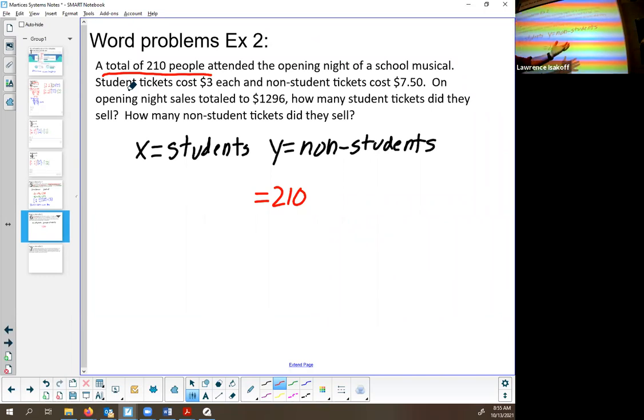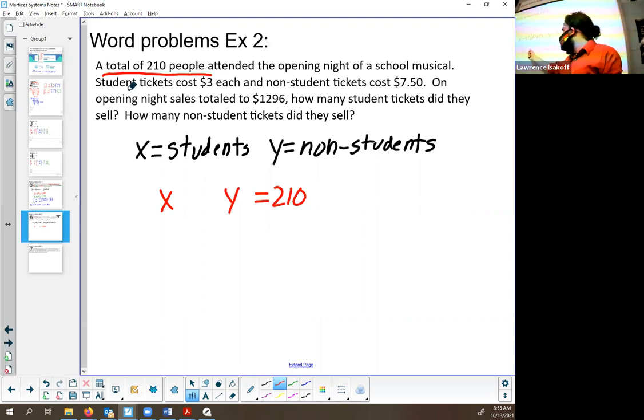Students and non-students. Do we know how many students showed up? Not right now, that's X, right? Do we know how many non-students showed up? Not right now, that's Y. If it's a total, what operation should go between them? So this is just going to be X plus Y equals 210. I'm not putting coefficients on these. If I put coefficients on these it would go a little bit off, but I don't need to put coefficients on them because it's just the total.